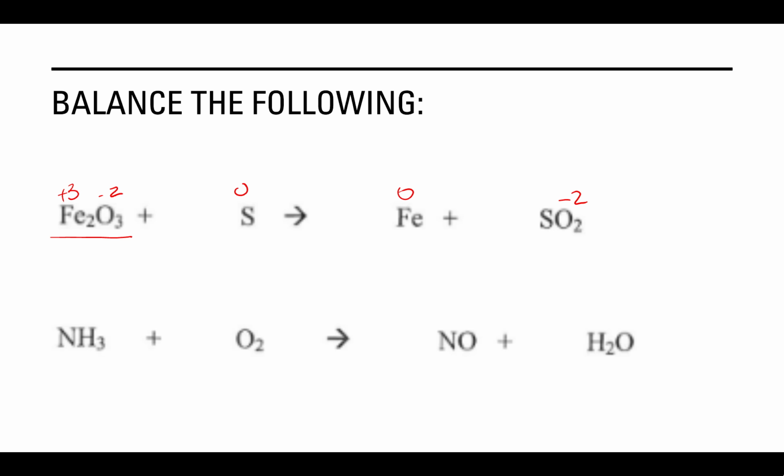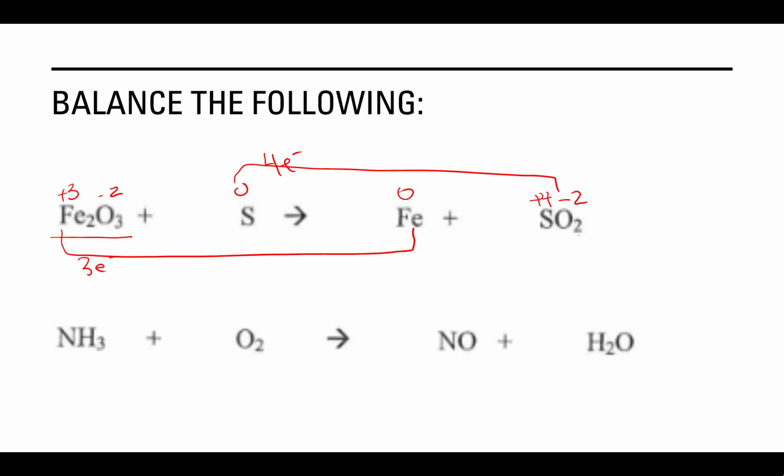Now the sulfur is with oxygen. There are 2 of them, so that would be -4. So sulfur has to be +4 to become a neutral atom. So now we're taking a look at what's changing. Sulfur is changing from 0 to 4, so that's an exchange of 4 electrons. And iron is changing from 3 to 0, so that's an exchange of 3 electrons.